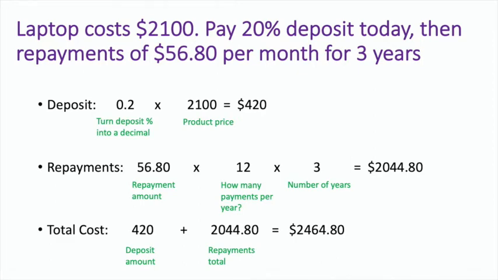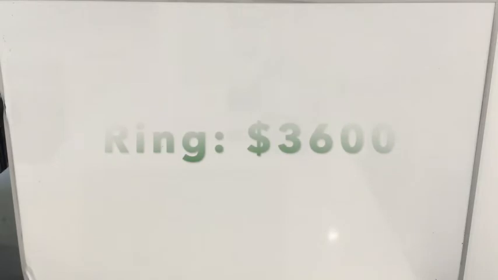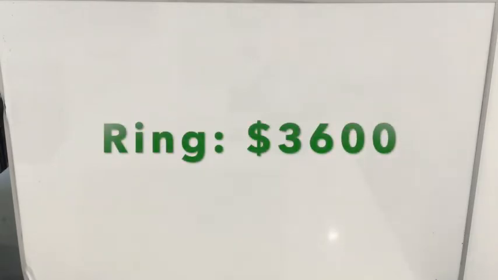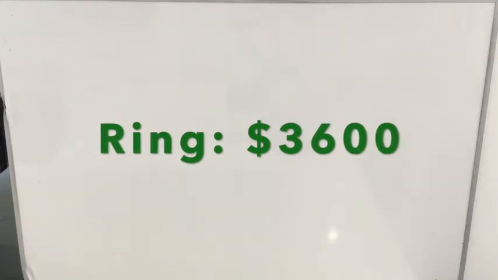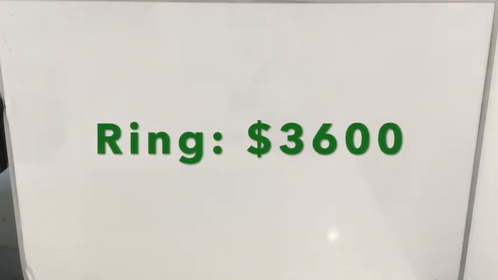Let's try another one. This time you've got an engagement ring. This engagement ring costs $3,600. You've found the person you want to marry and it's time to settle down. You've gone and bought them this engagement ring. Problem is you can't afford this engagement ring, but you really, really want to get it for them. So the jewelry shop says, hold on, let me do you a little bit of a deal.